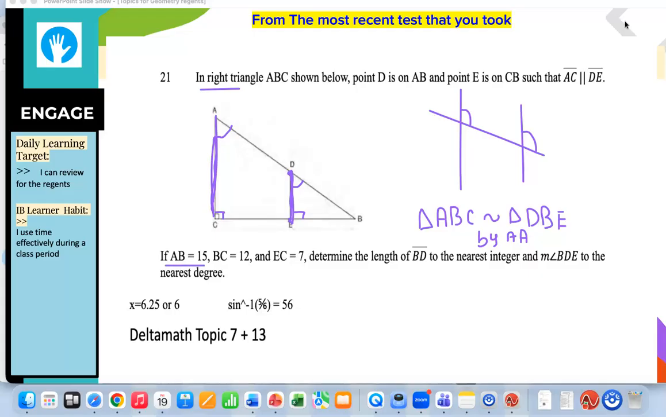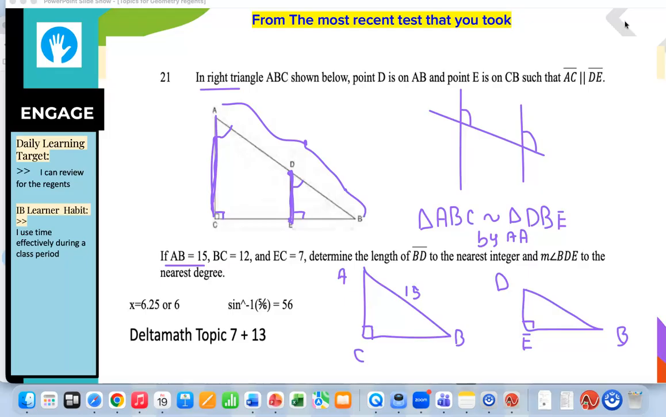So they said, and I would encourage you also to draw the triangles separately. So we have triangle ABC. I'm not drawing it to scale. And we have triangle DBE. We know that AB is 15, so I can put 15 right here. This whole line is 15. We know that BC is 12. This entire line is 12. So I'm going to put it right here.